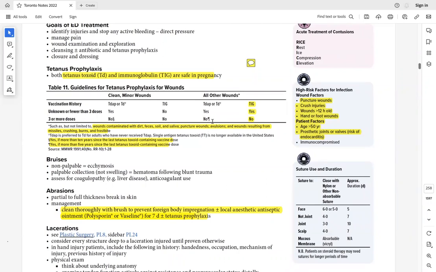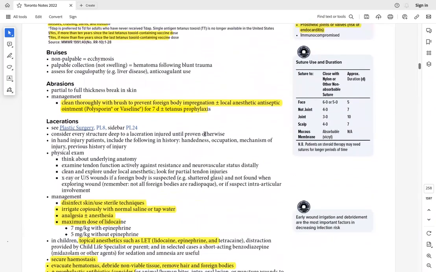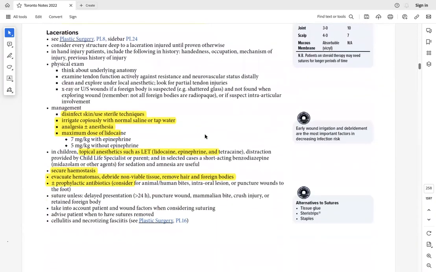But if the history of vaccination is less than 5 years, within 5 years he got vaccinated, we will not give them anything. But if it has been more than 5 years since the person got vaccinated for tetanus, then what will we do? We will give the person the vaccination. For a dirty wound, the time period is 5 years, and for a clean wound, it is 10 years.